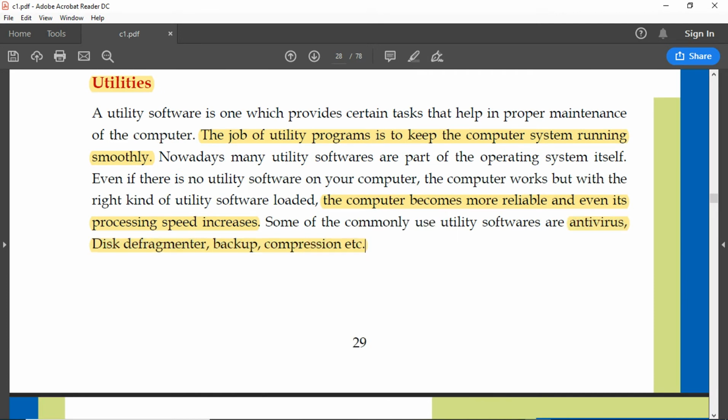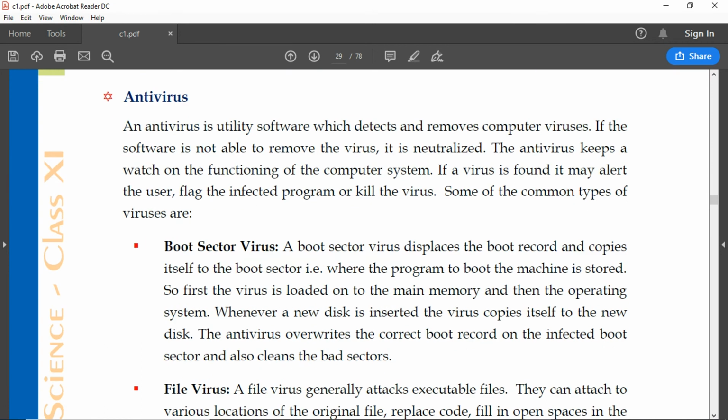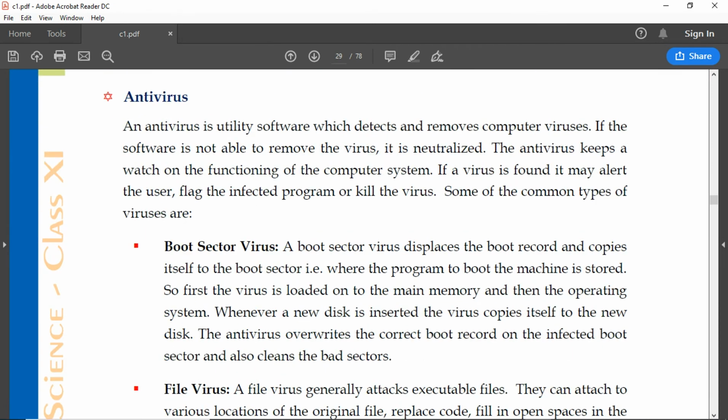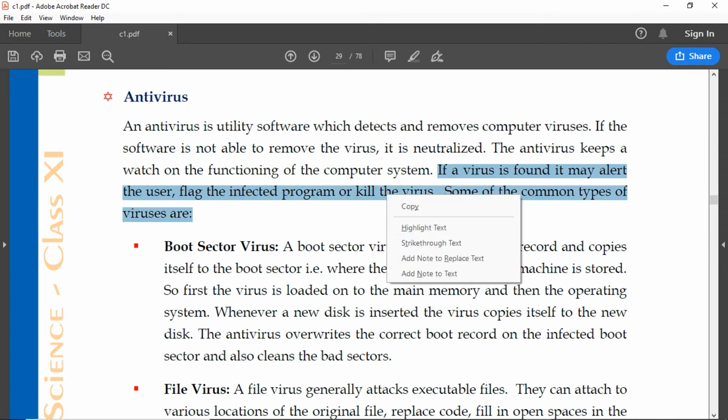30. Antivirus. An antivirus is utility software which detects and removes computer viruses. If the software is not able to remove the virus, it is neutralized. The antivirus keeps a watch on the functioning of the computer system. If a virus is found, it may alert the user, flag the infected program or kill the virus.